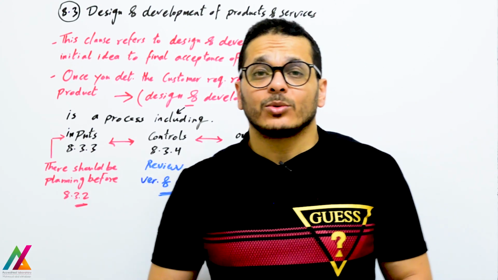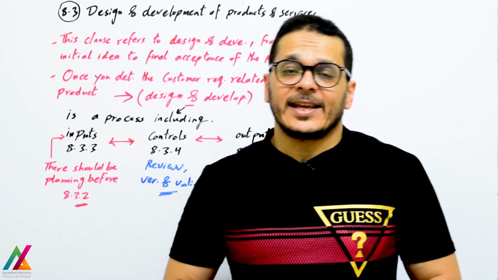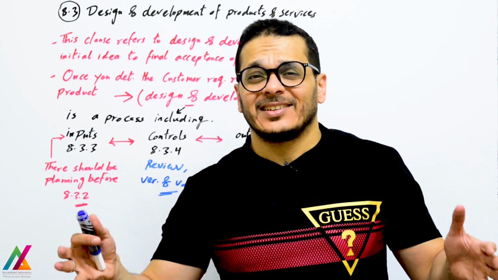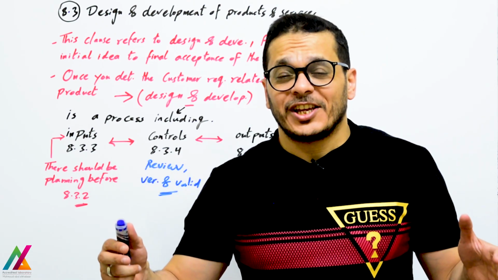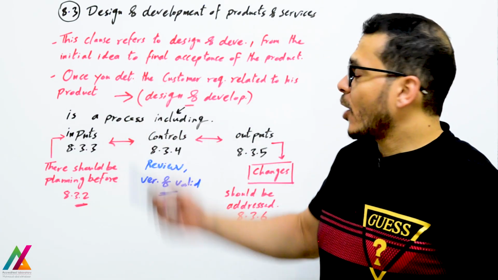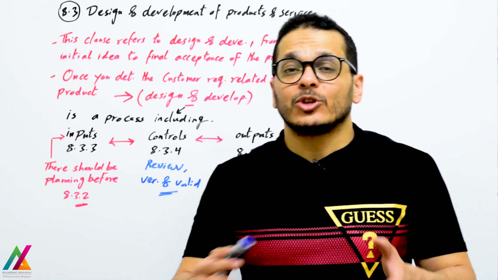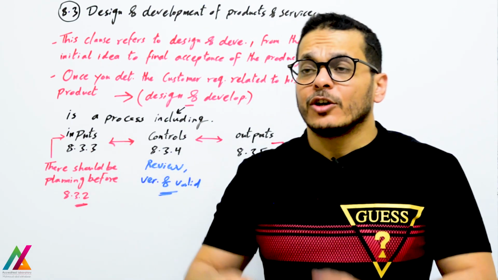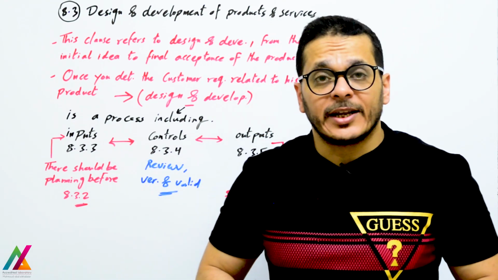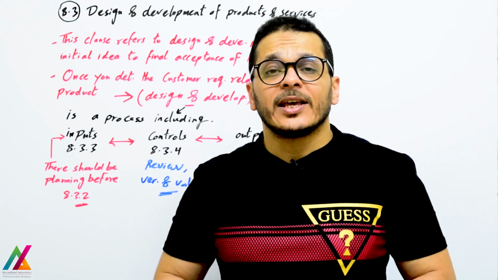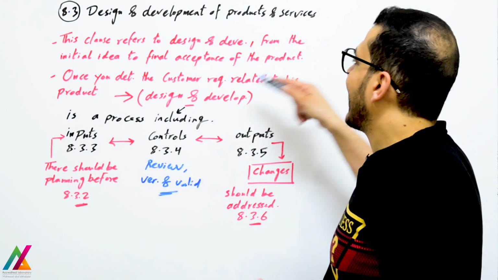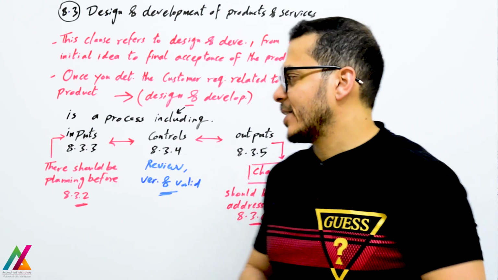Today's lecture will be around design and development of products and service. This clause is very big, with really too many requirements, but inshallah I'll try to make it easy. This clause refers to design and development of the product for the customer, from the initial idea, since you get the requirements from the customer relating to his product or service required, up to giving him the product, up to the final acceptance of the product from the customer.